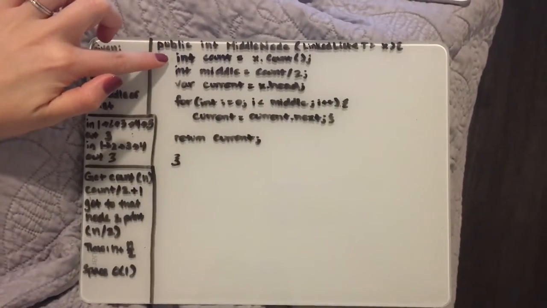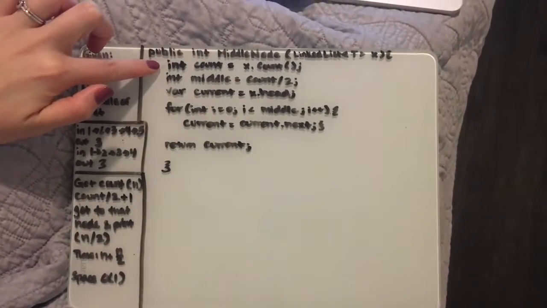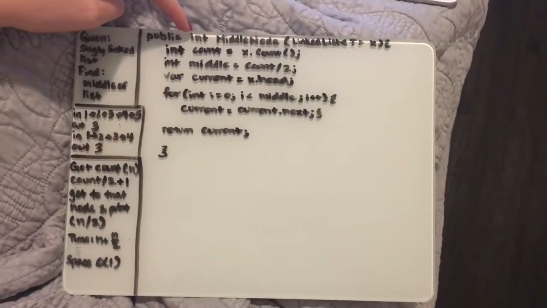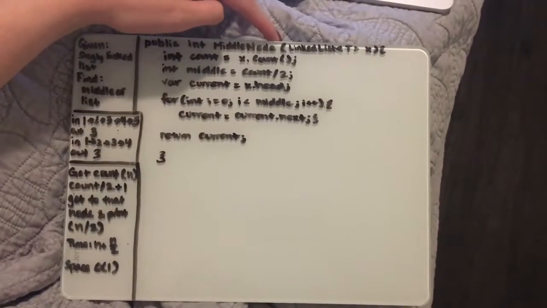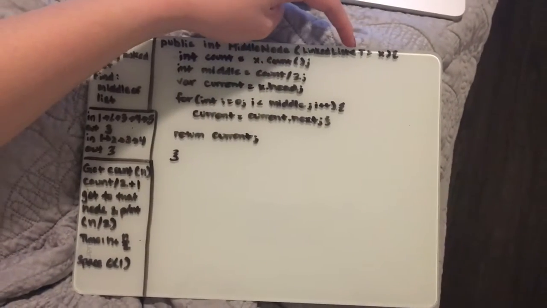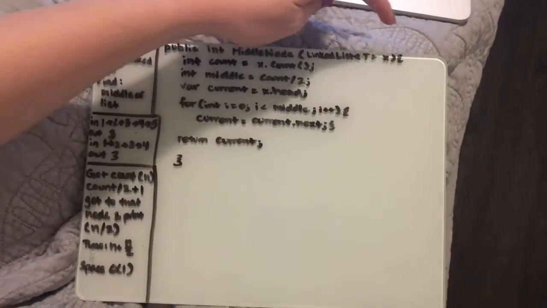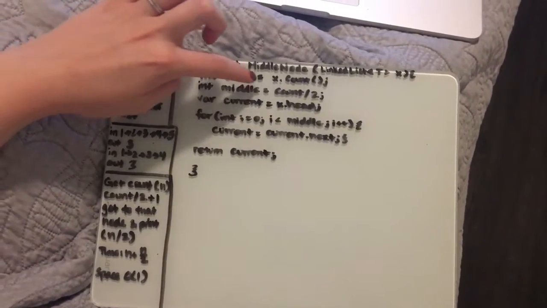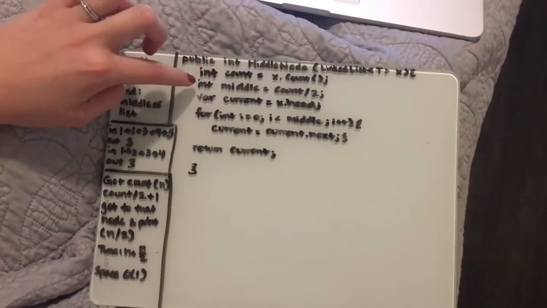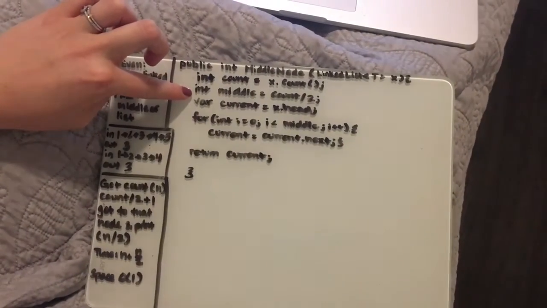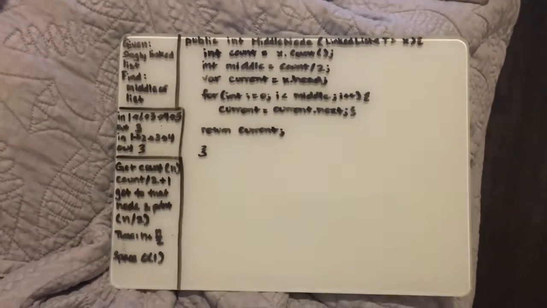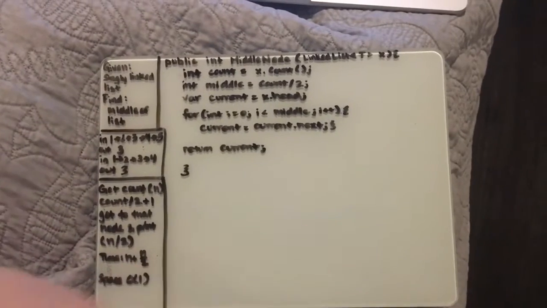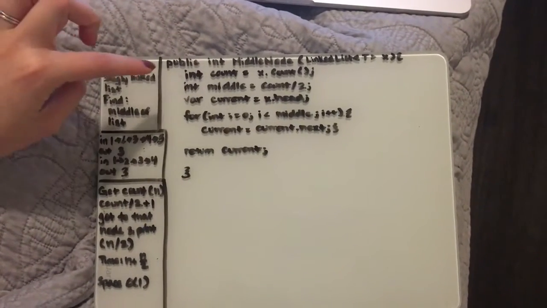Okay. So we have our method. We're going to be returning an integer. I called it middle node. We're getting a linked list with some type of information called x. We have our count, which is equal to the count of x. If we couldn't use count, then I would loop through each one and increment a counter.